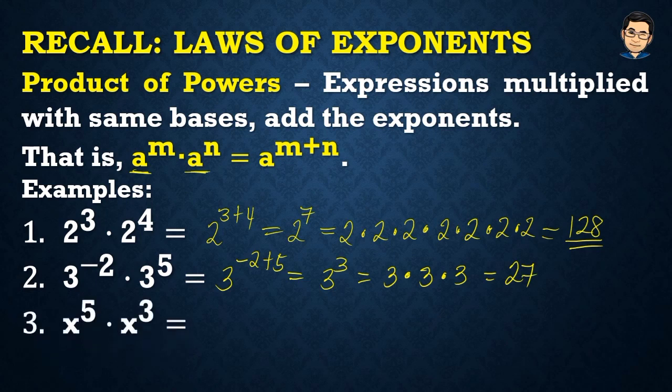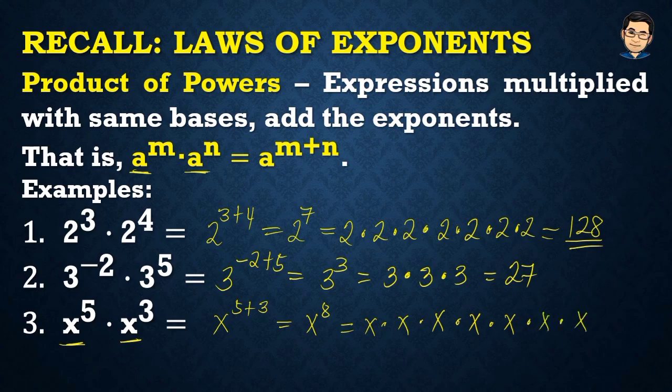Last example, so we'll have x to the 5th power times x cubed. So, same process, kasi pareho naman sila ng bases. So, x raised to 5 plus 3, that is x raised to 8, or may be written as x times x times x times x. So, 8 times po natin isusulat yung x. So, can we simplify x times x times x times x? Since variable lang po sila, so our final answer here is x raised to 8.